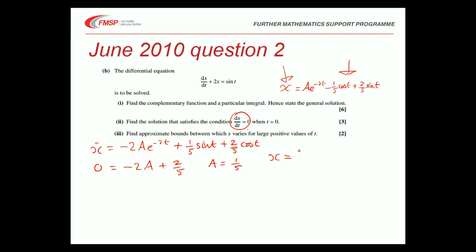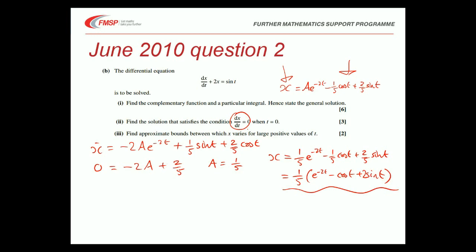X now, I know, is equal to a fifth e to the minus 2t minus a fifth cos t plus 2/5 sine t, and it's almost always going to be easier to write this factorised because there's a fifth everywhere, so it's e to the minus 2t minus cos t plus 2 sine t there, and that would be a particular solution that satisfies those conditions. That's the part 2 done.